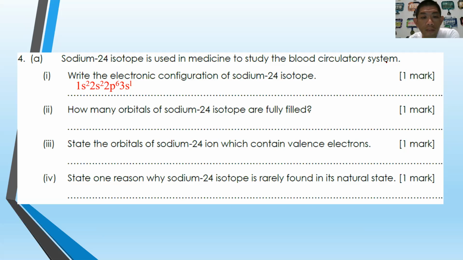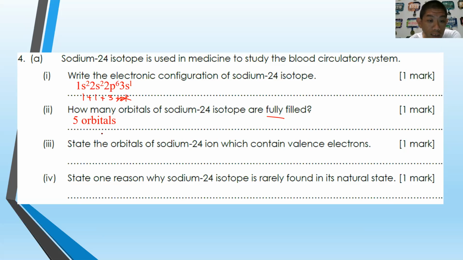And number 2, how many orbitals of sodium-24 are fully filled? Regardless of whether it is an isotope or not, the number of electrons should be the same, so the number of orbitals should be the same as above. 1s contains 1 orbital, 2s contains 1 orbital also, 2p contains 3, and 3s contains 1. So the total is 6 orbitals. Fully filled means it does not involve the 3s1. Sorry for that. So there are only 5 orbitals fully filled. So the answer is 5.